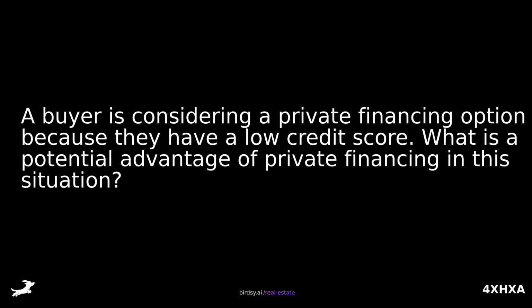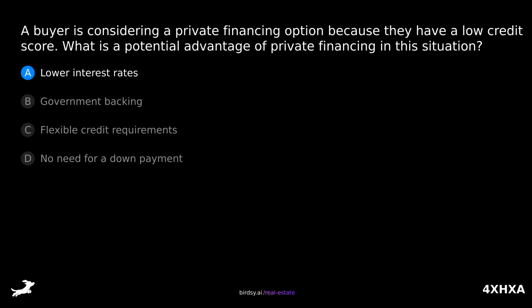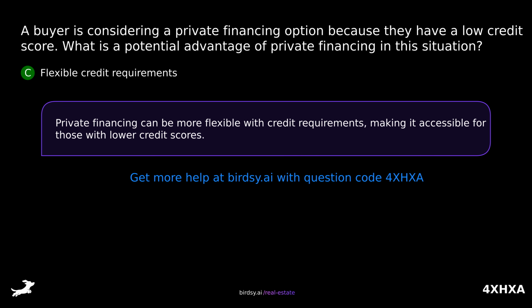A buyer is considering a private financing option because they have a low credit score. What is a potential advantage of private financing in this situation? Is it A, lower interest rates, B, government backing, C, flexible credit requirements, or D, no need for a down payment? The answer is C, flexible credit requirements. Private financing can be more flexible with credit requirements, making it accessible for those with lower credit scores.